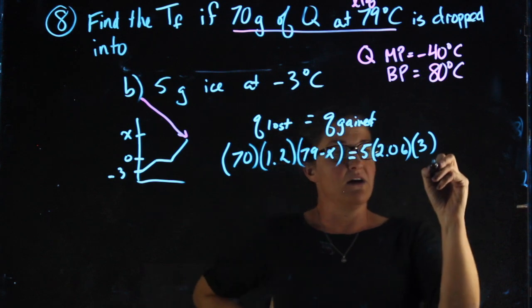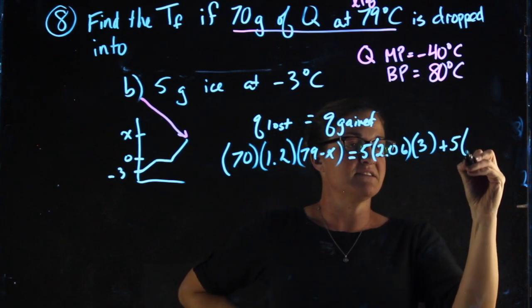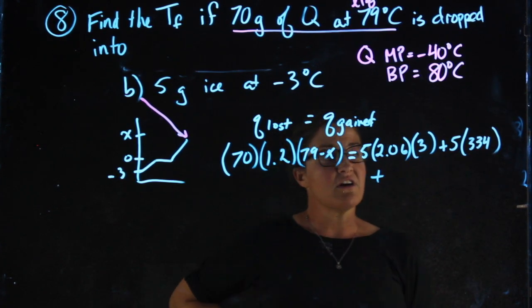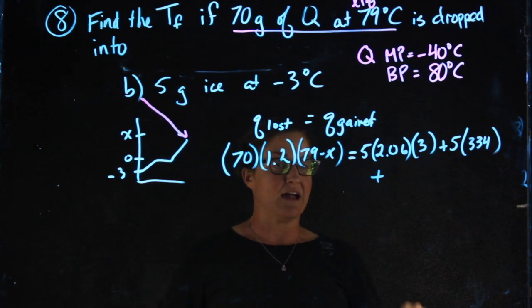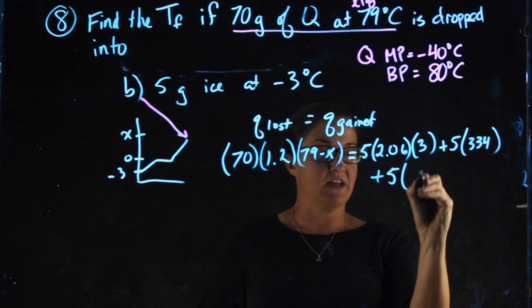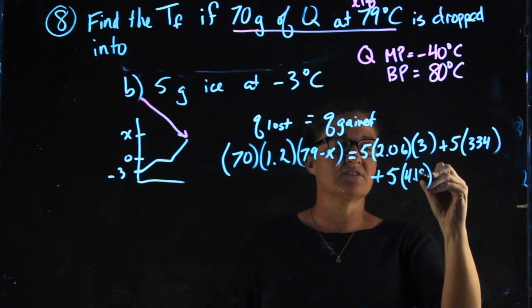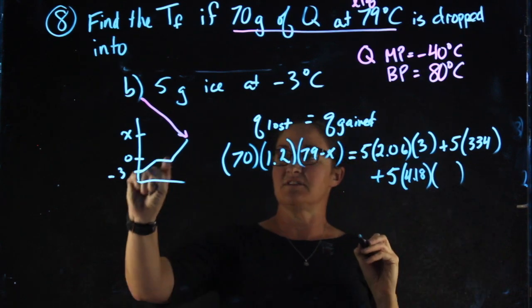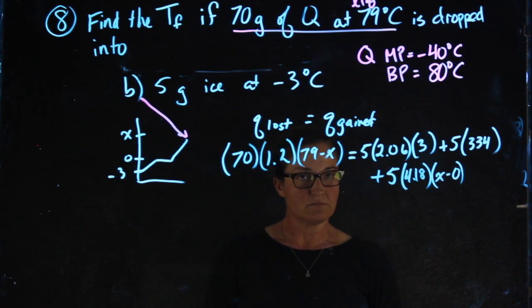Then the ice is going to melt. For that step, I have mass times heat of fusion of ice. My third thing that the ice is doing is it's going to warm from 0 up to X. I still have 5 grams of it. Now it's not a solid anymore, it's a liquid, so I need to use a specific heat of 4.18, and it's warming from 0 up to X, bigger minus smaller.